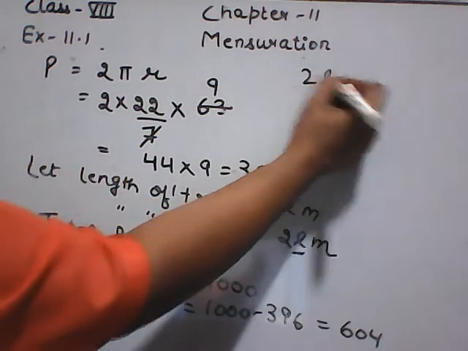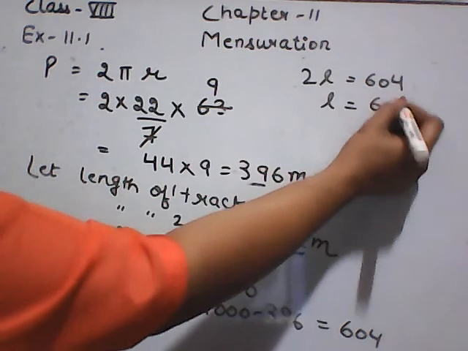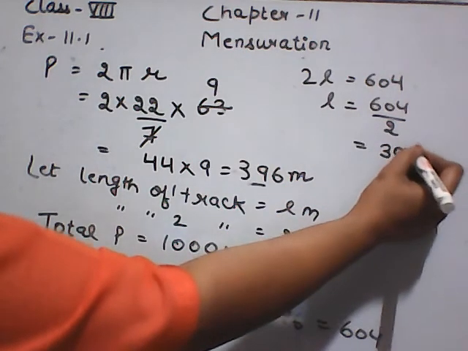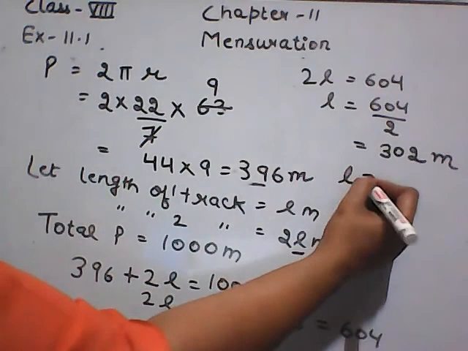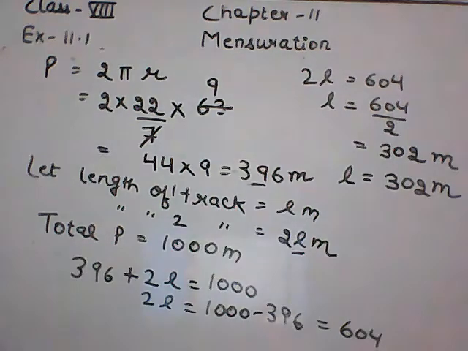Now 2L is 604, so L is 604 divided by 2. 2 3s are 6, 0, 2 2s are 4, so 302 meter. Thus, each straight length is equal to 302 meter. In this way, you can solve questions based on perimeter and area. Thank you.